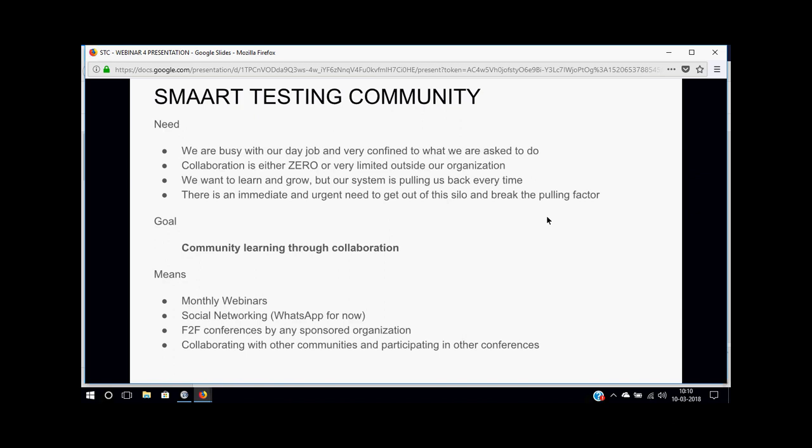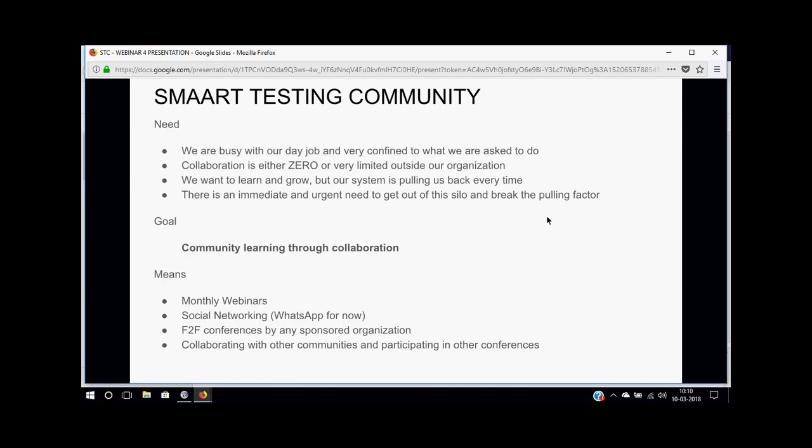Let's talk about the smart testing community itself. If you look at the need, why did I start this community? Typically, we are busy with our day job. Almost on a daily basis, we come in the morning to the company, and we do what has been assigned to us. Of course, there are a lot of people who are very innovative in nature. Their manager need not assign anything to them. They try to find their path and direction. But normally, most of us take instructions from our superiors, and we do our day job, and we are very, very confined to what we are asked to do.